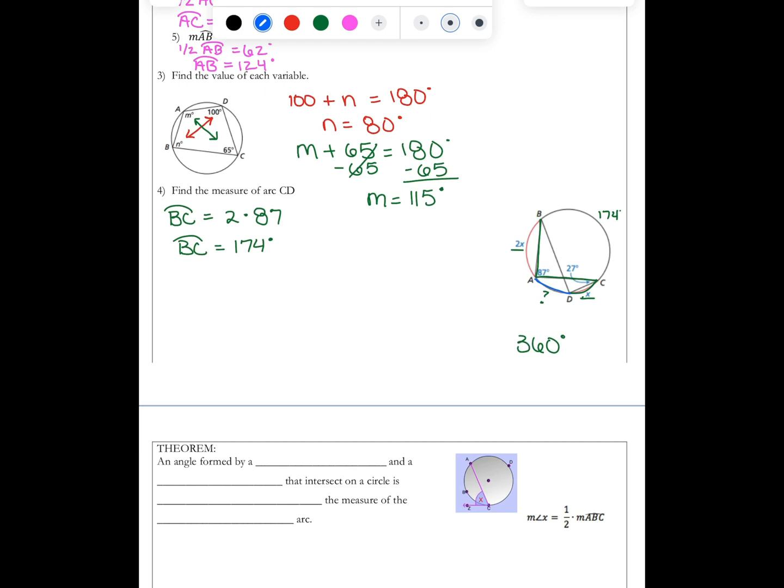AD, our angle would be ACD. The intercepted arc of that angle would give us AD. So that means that AD is equal to 2 times that angle, which is 27 degrees. So the arc AD is 54 degrees.